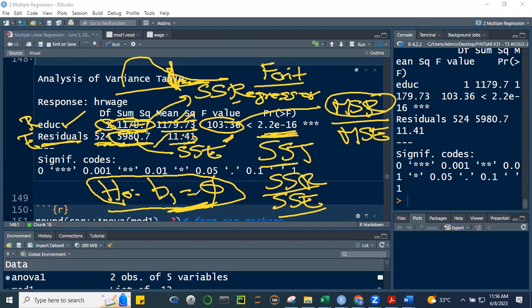What is the difference between the T stat kanina and this analysis of variance? Well, the T stat is an individual test of means. This one is an overall goodness of fit test. We are looking at the whole model. Alright? Okay, pause muna ako.